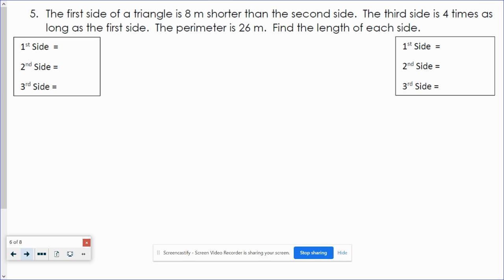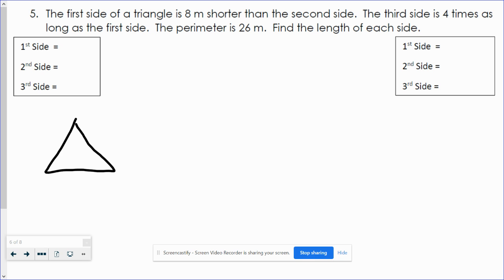For number 5, the first side of a triangle is 8 meters shorter than the second side. The third side is 4 times as long as the first side, and the perimeter is 26. So in this one, they're not using A, B, and C. They're just saying first side, second side, third side. So it doesn't really matter which one we're talking about. It doesn't matter like labeling A, B, and C.